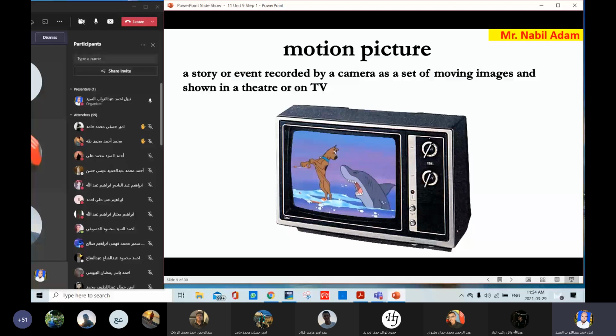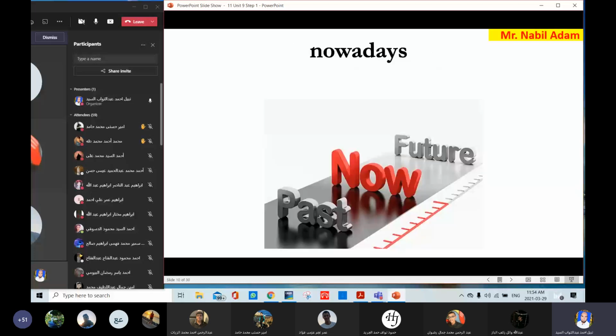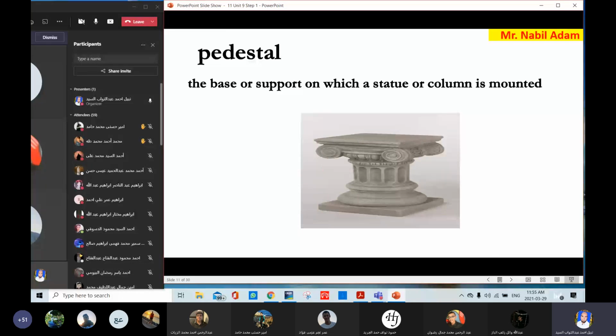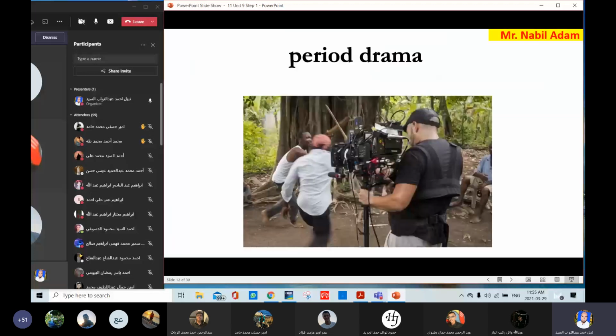Nowadays, we have three times: the past, now, and the future. So nowadays means at the present time, in contrast with the past. Pedestal: the base or support on which a statue or column is mounted. A statue can stand on a pedestal, on a base or support where a statue or column is fixed or mounted. Period drama: a play or a film belonging to or characteristic of a past historical time. We can say a Risala film is a period drama for the Islamic event. Wa Islama is a period drama for the beginning of Islam.